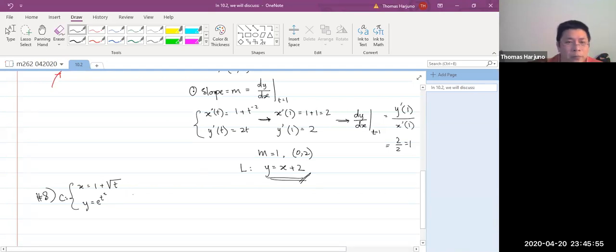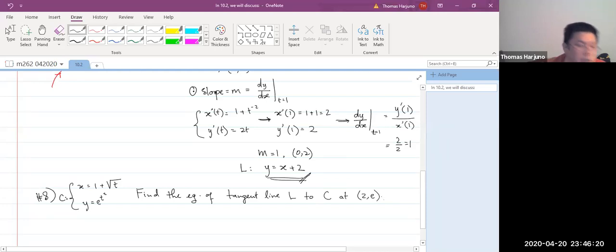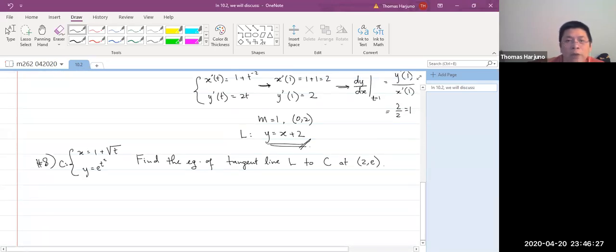I want to find the equation of the tangent line to curve C at 2, e. Notice this time they don't give us the time t, but they give us the coordinate. Well, then we need to find the time first. We have the coordinate already, right? But I need the slope, and for me to find the slope, I need dy/dx and the time. So I will need to find the time.